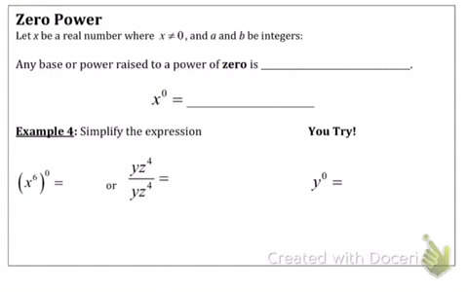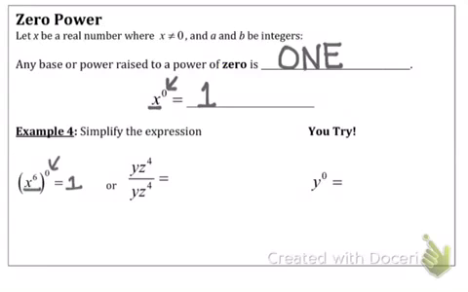Our fourth property is the zero power property. Any base or power raised to the power of 0 is 1. So in this case, we have our base of x raised to the power of 0, so our answer is 1. In example 4, x to the 6th power, this whole thing on the inside, is being raised to the power of 0 on the outside. So this is going to be 1.